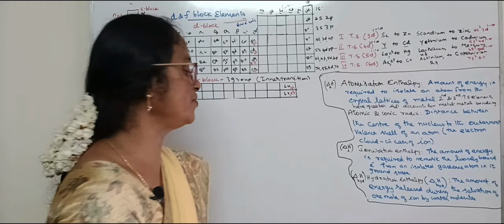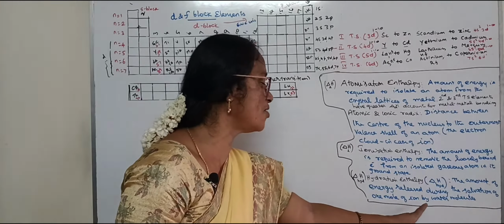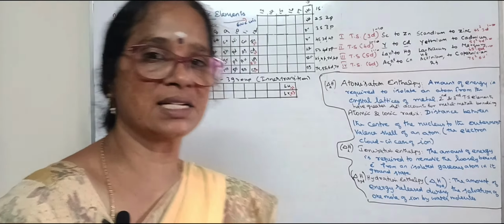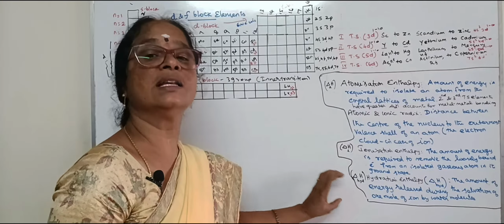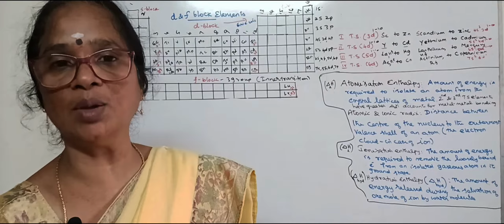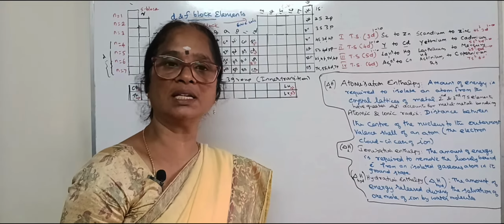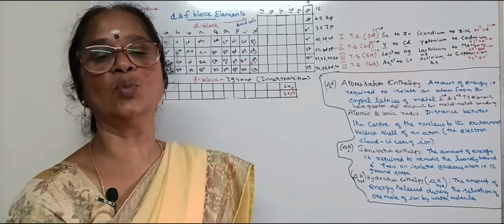So, the amount of energy released during the solvation of 1 mole of ion by water molecules is said to be hydration enthalpy. If the hydration enthalpy is negative, then we can say the salt is more readily soluble in water. If hydration enthalpy becomes positive, then those salts are said to be sparingly soluble in water.